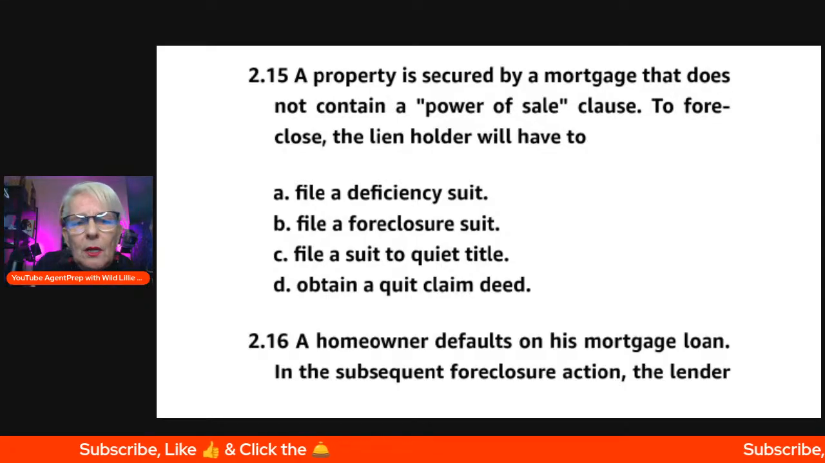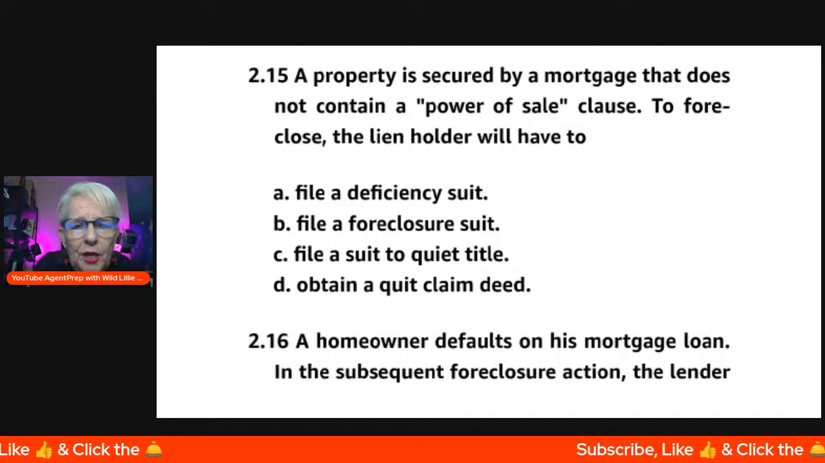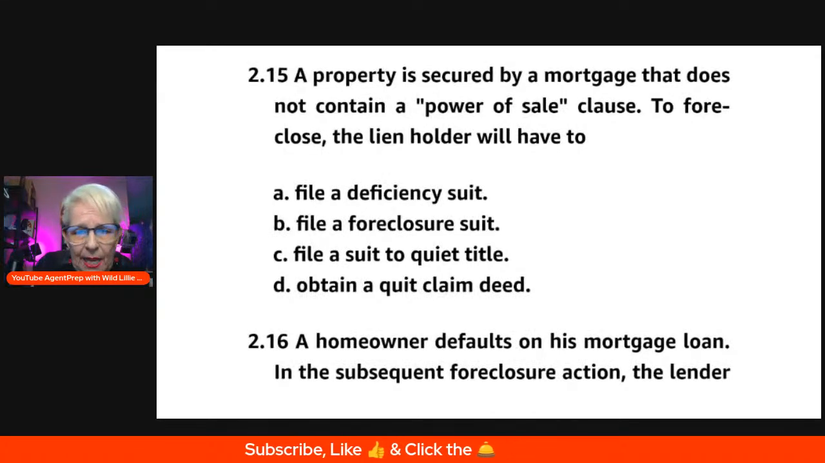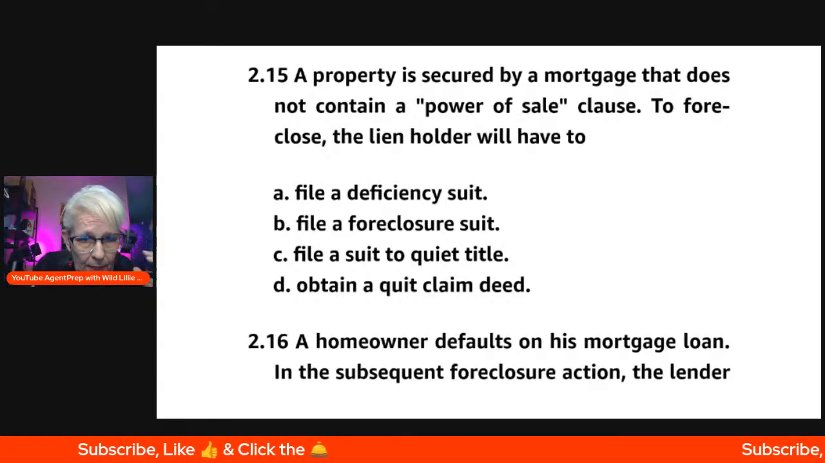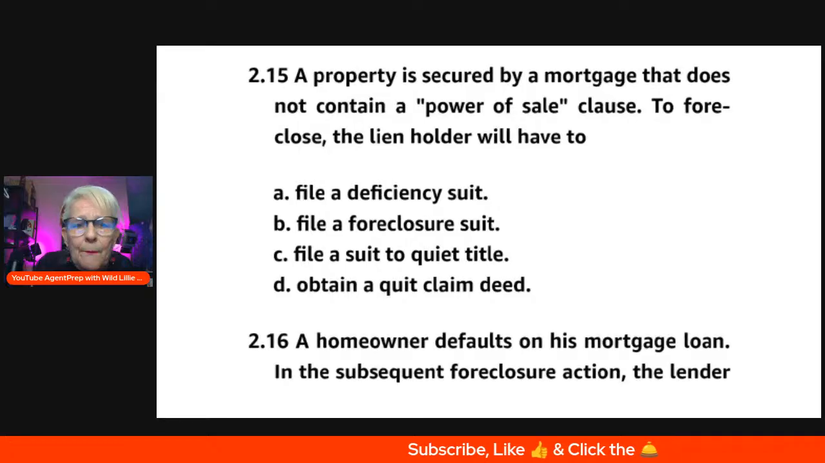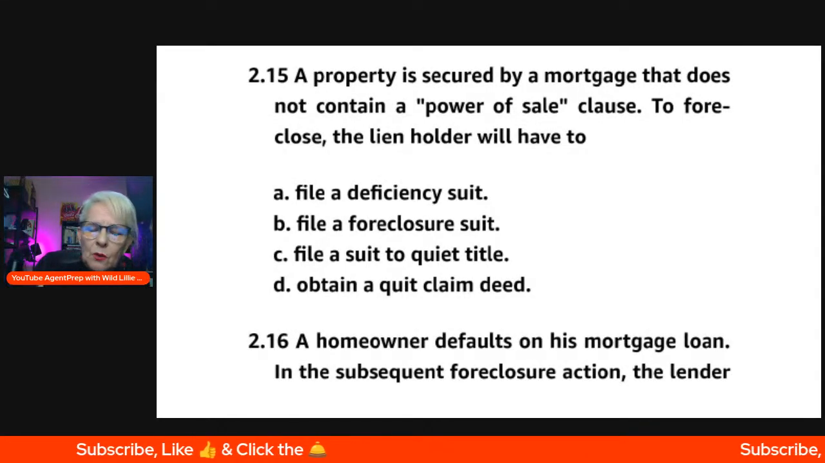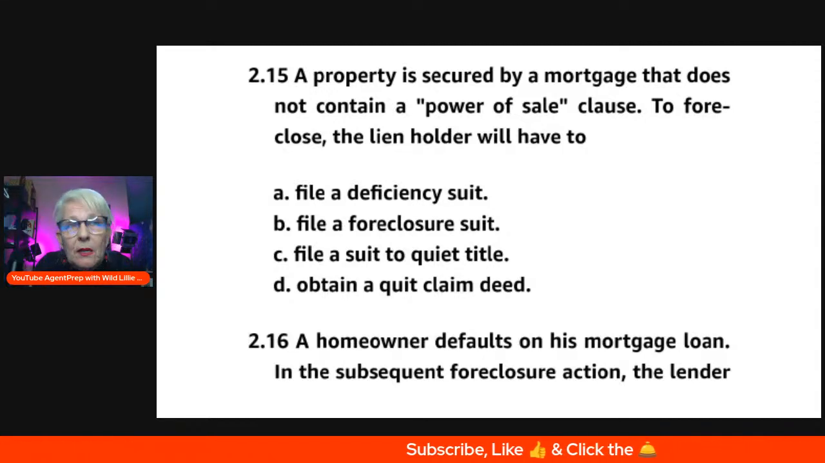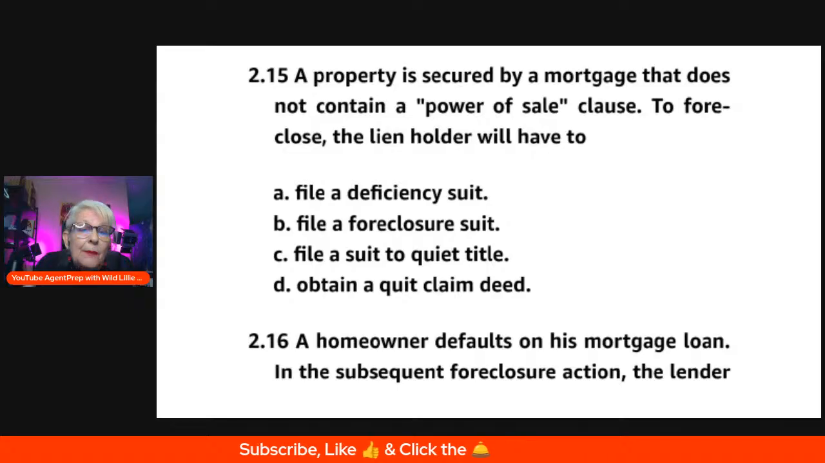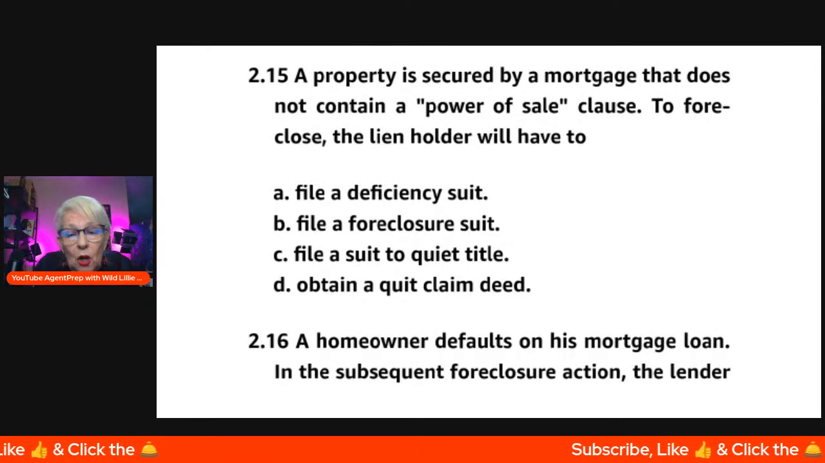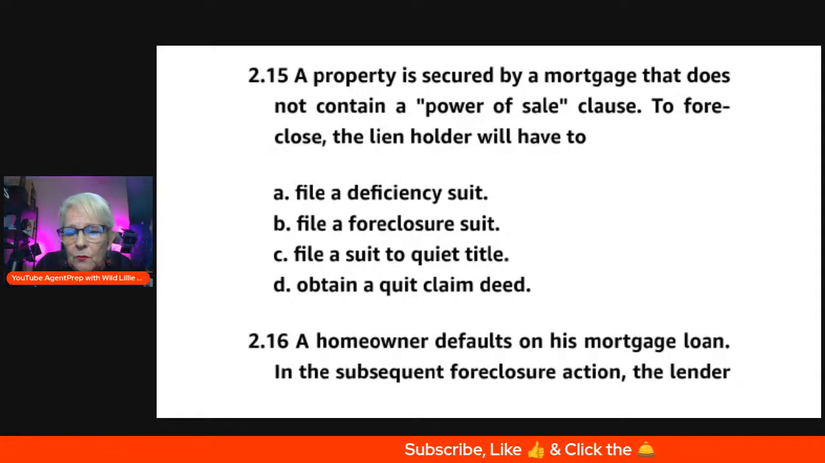Okay, so here it said a property is secured by a mortgage, right? So that mortgage is a lien on the property, but it does not have a power of sale clause, a due on sale clause, or power to sell the property. To foreclose, the lien holder will have to file a foreclosure lawsuit. So this is where they do have to go to the court and get permission by the court, because they don't have a deed of trust, which describes the process or the steps that are taken in order to foreclose on a defaulted loan. So the answer here was B.